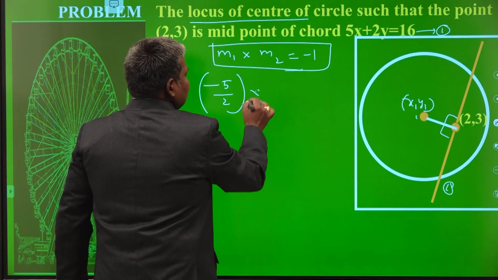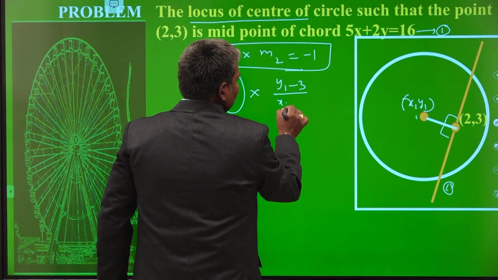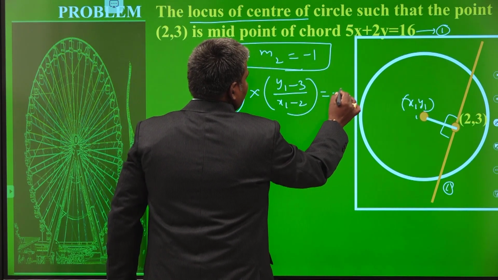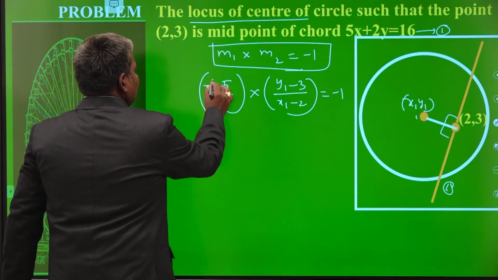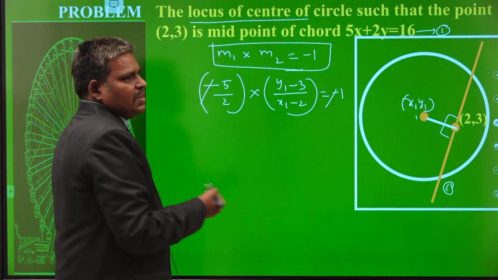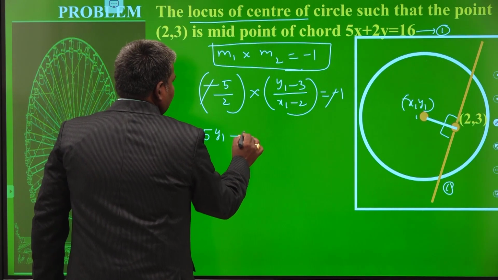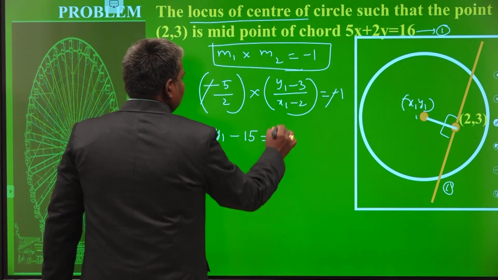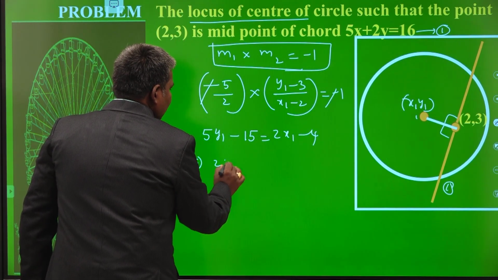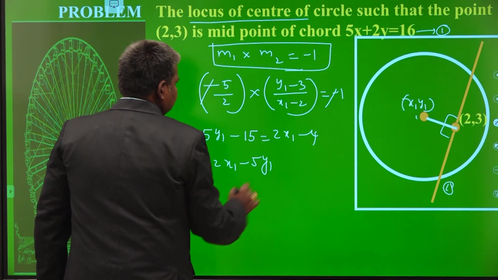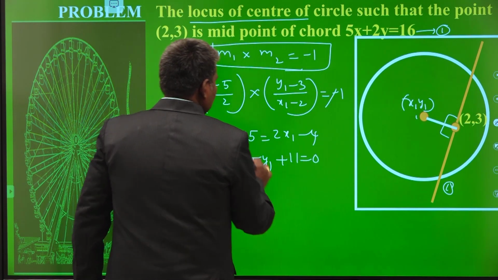-5/2 into, what is the slope of the line joining these two points? (y1 - 3)/(x1 - 2) is equal to -1. Okay, 99% of the problem is over. When the slopes product is equal to -1, you have a condition on (x1, y1), and immediately you can write the locus of (x1, y1). That is 2y1 - 15 = 2x1 - 4, which implies 2x1 - 5y1 + 11 is equal to 0. Am I correct or not?